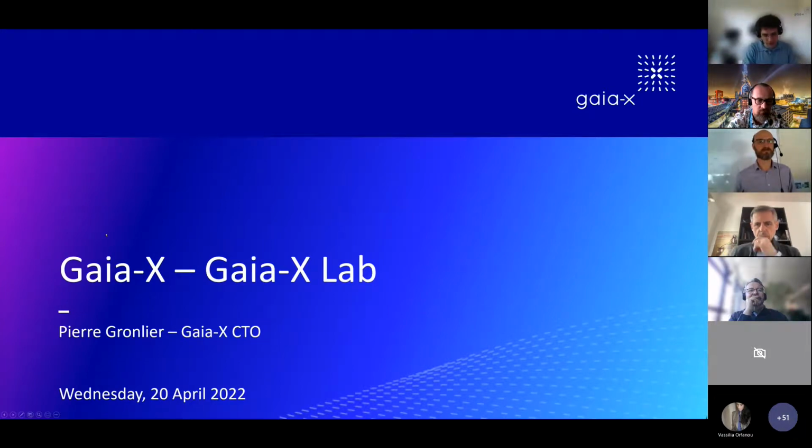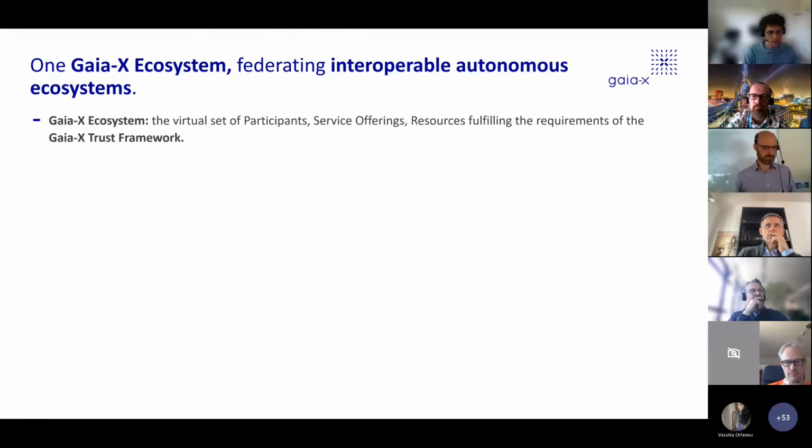So that's the third deep dive, and this time we are going to talk about the Gaia-X lab and what we are working on in the lab. To do so, I need to explain Gaia-X a bit again, go back to the basics. So we still have this slide that I'm going to use. Gaia-X, again, federating interoperable autonomous ecosystems or data spaces. And we have a strong emphasis right now on answering the question: what makes my services Gaia-X compliant? How do I become Gaia-X compliant? What does it mean to be Gaia-X compliant?